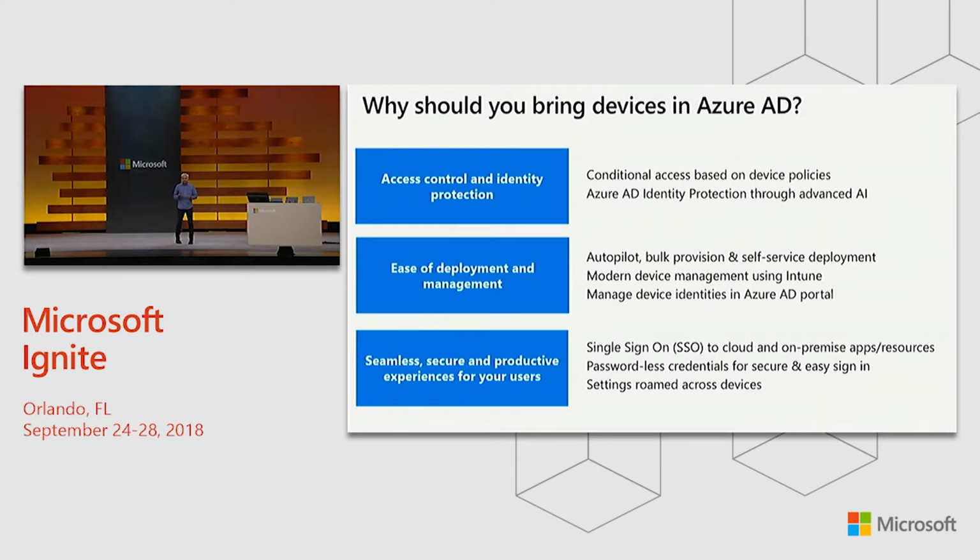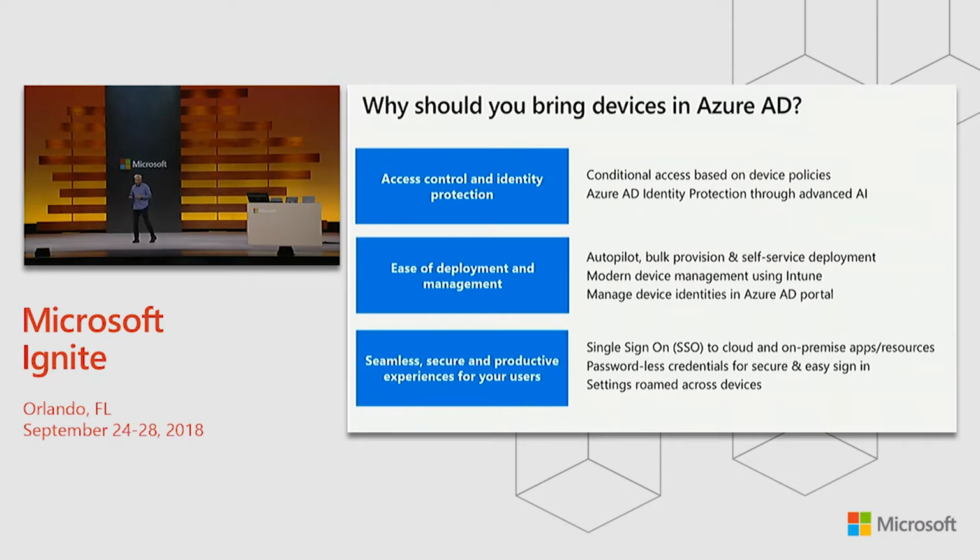If you look at the value we bring with getting devices into Azure AD, it's across three pillars. One is access control and identity protection. This is where you get to leverage things like conditional access, and also Azure Identity Protection. If you're a premium Azure AD customer with a P2 license, you get the capabilities of identity protection, which gives you all the goodness from our machine learning that we have in the cloud, and we'll talk a bit about that.